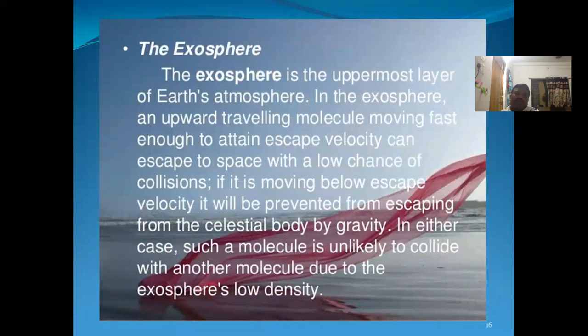Then the exosphere. The exosphere is the uppermost layer of the Earth's atmosphere. In the exosphere, an upward traveling molecule moving fast enough to attain escape velocity can escape to space with a low chance of collision. If it is moving below escape velocity, it will be prevented from escaping from the celestial body by gravity. In either case, such a molecule is unlikely to collide with another molecule due to the exosphere's low density.